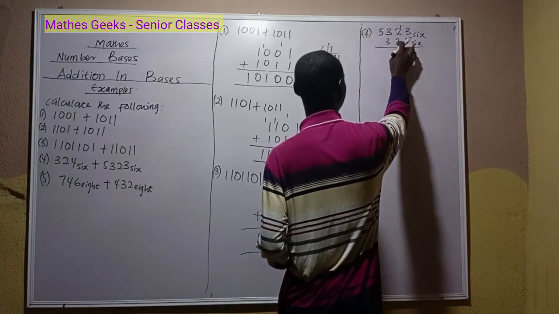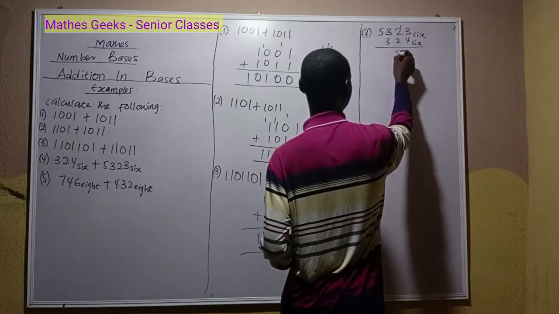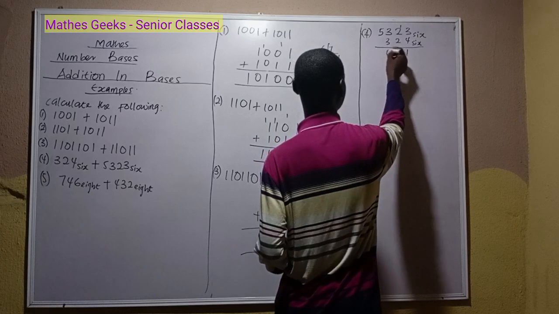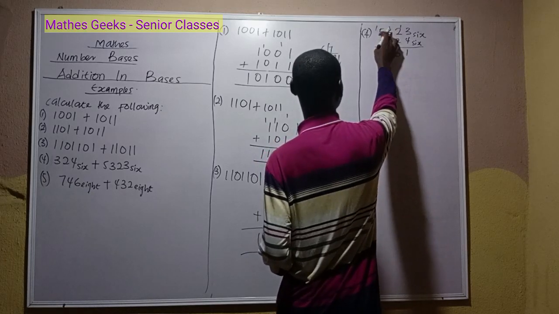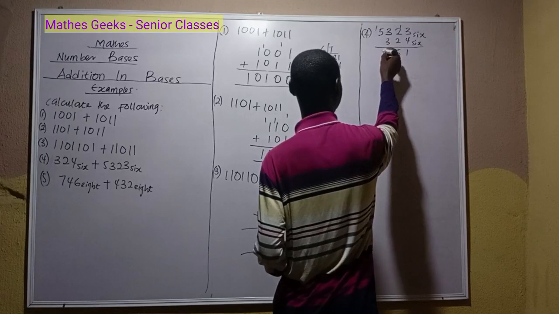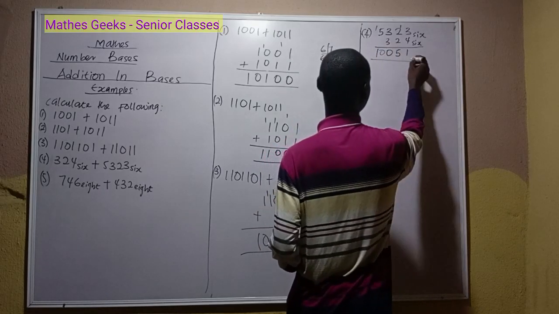So 2 plus 2 is 4, plus 1 is 5. 3 plus 2 is 5. Then 6 in base 6 is 10. So right now 0 carry 1. Nothing here. So 5 plus this one, 6, and 6 in base 6 is 10. So this is our answer.